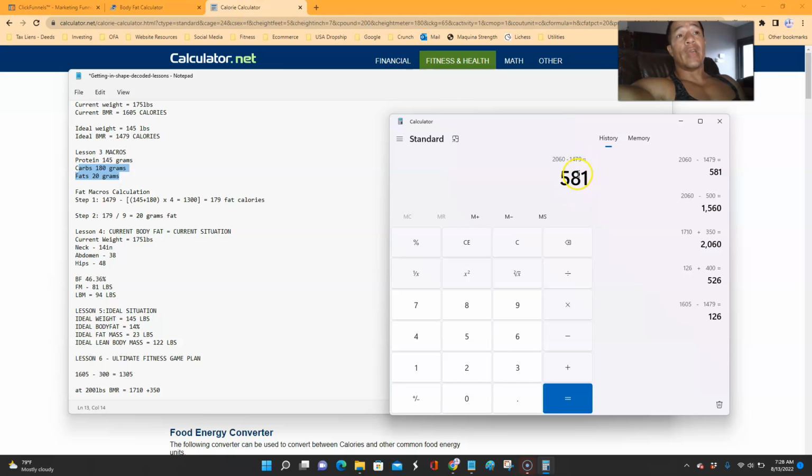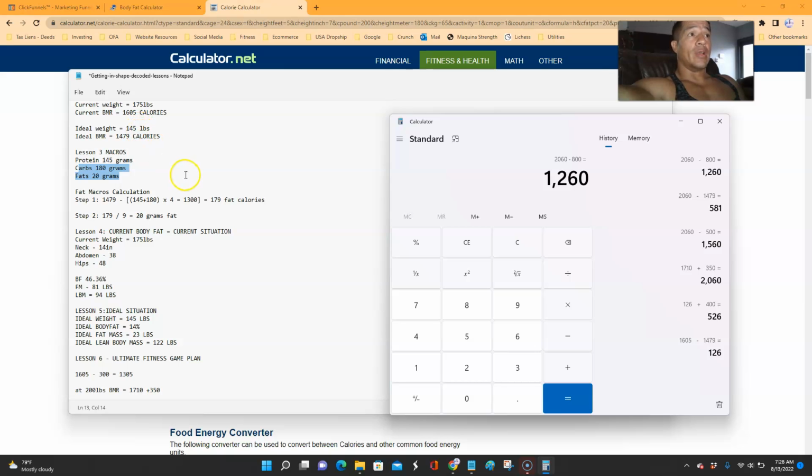However, if you want to increase this to 800, 2060 minus 800 is 1260. That's way below the ideal. We do not want to be there. Even though you might lose weight faster, you're teaching your body to be a smaller person than 145. So if your ideal situation is to be 145, you don't want to do it. So I hope that makes sense.